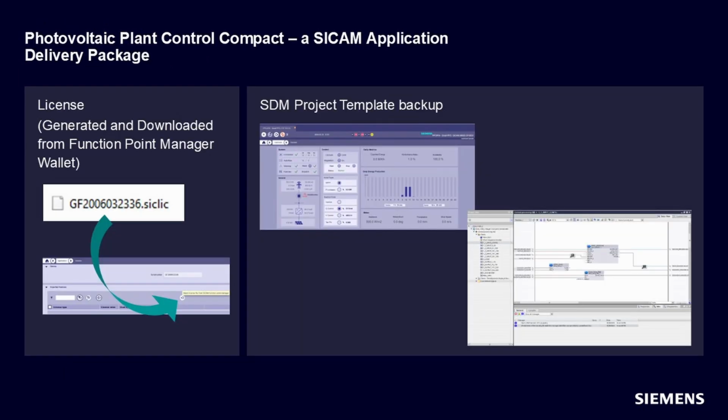Licensing and customization. The PPC license can be generated using the Function Point Manager wallet. This license can then be imported into your device to enable the PPC Logix operation. Along with the license, you will receive a backup of the SICAM Device Manager project, which can be customized according to your specific project needs. We will demonstrate the customization process in upcoming videos.